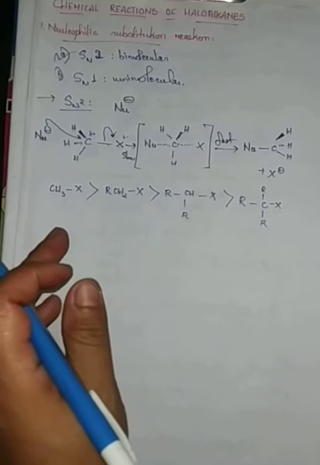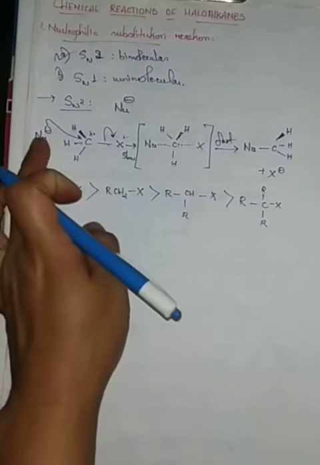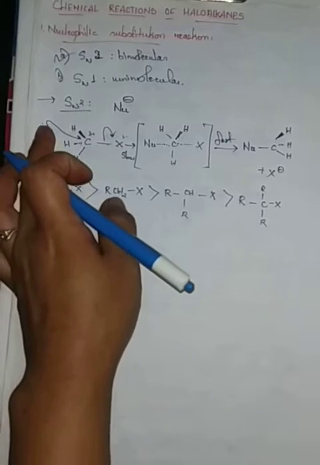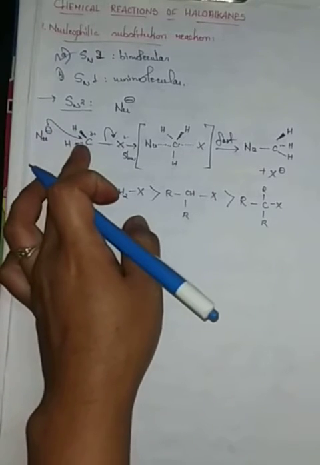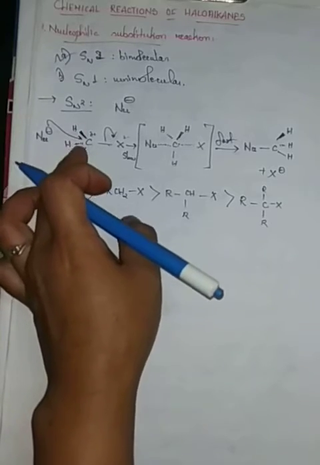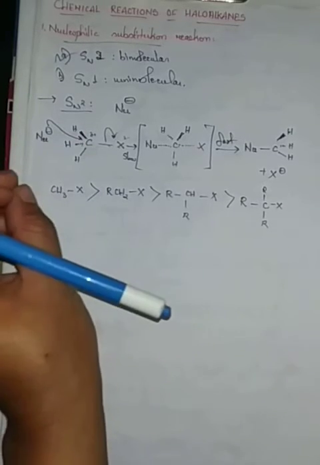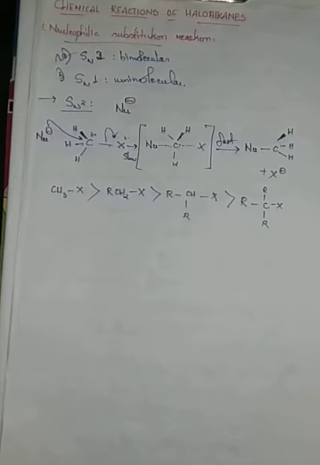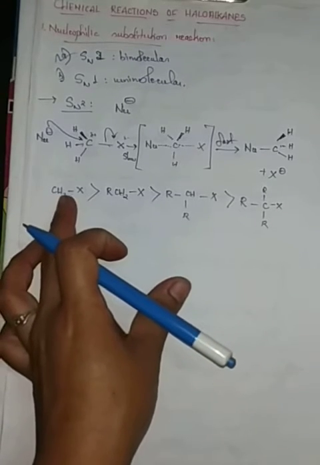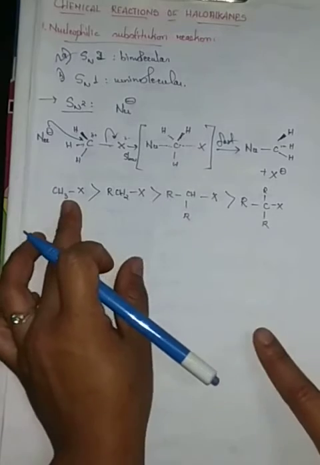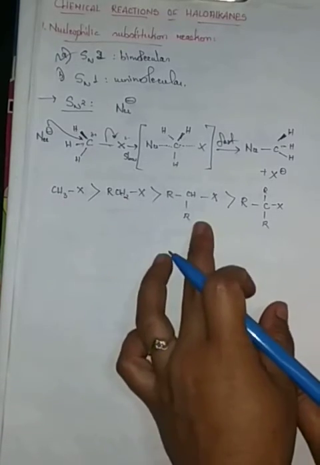Now, this is because the attacking nucleophile has to attack the carbon from the opposite direction. Therefore, the presence of a bulky group or substituent on or near this carbon atom will slow down the reaction. As a result, the haloalkane having a smaller group will be more reactive. Therefore, we have our methyl group here. Therefore, this will be more reactive than primary, then secondary, then tertiary.